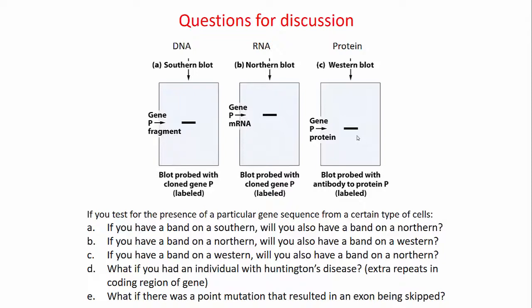For the third question, if you have a band on a western blot, will you also have a band on a northern blot? The answer to this is yes, because the way that the information flows in the cell is from the DNA to the RNA to protein. And so you can't skip over that middle step of making messenger RNA and get protein.